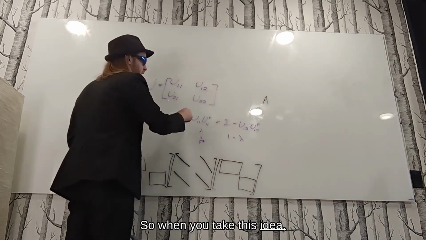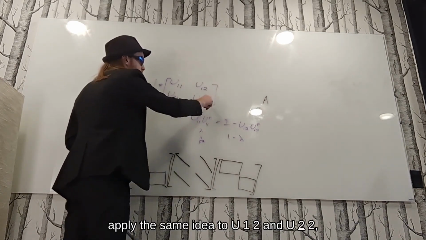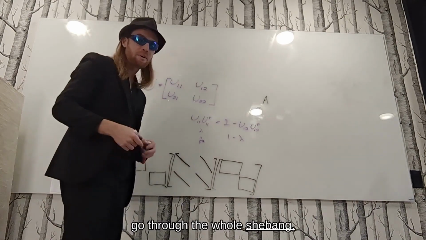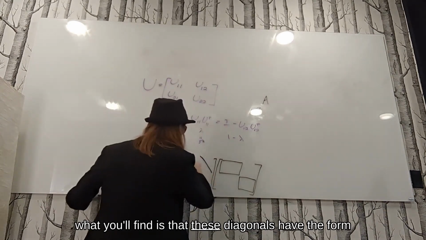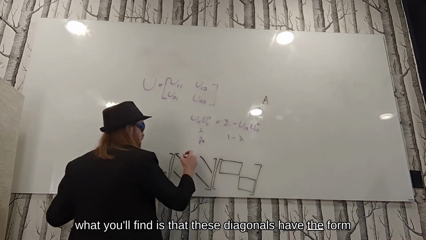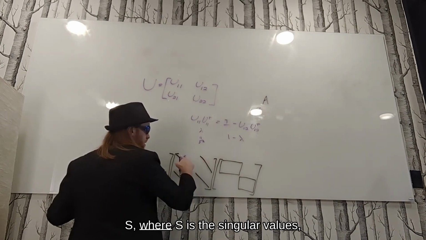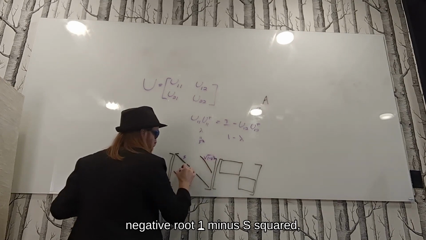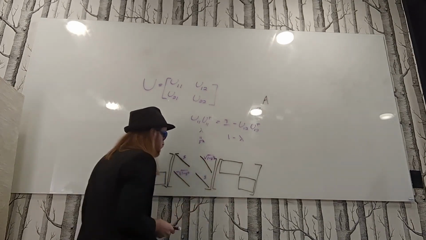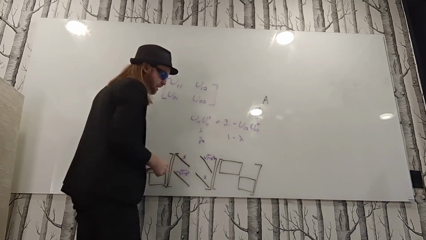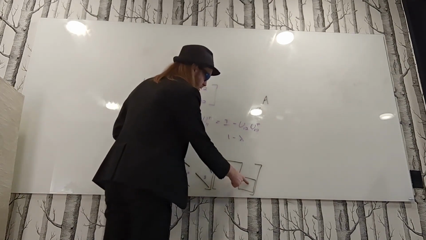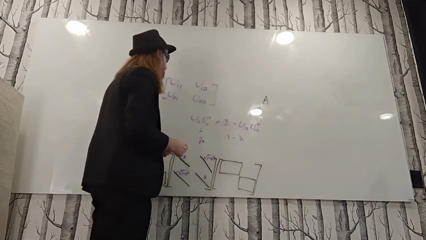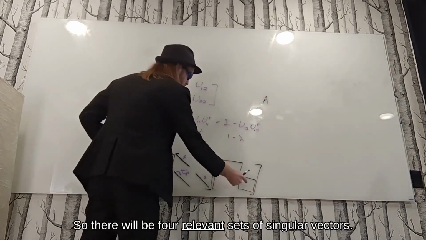So when you take this idea, apply the same idea to U12 and U22, then to U22 and U21, then to U11 and U21, go through the whole shebang. What you'll find is that these diagonals have the form S, where S is the singular values, root 1 minus S squared, negative root 1 minus S squared, and S. So those are the diagonals. And then these sort of subrotations are going to just be the singular vectors that pop out of each of these. So there will be four relevant sets of singular vectors.